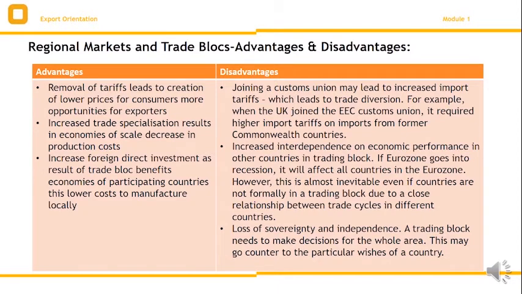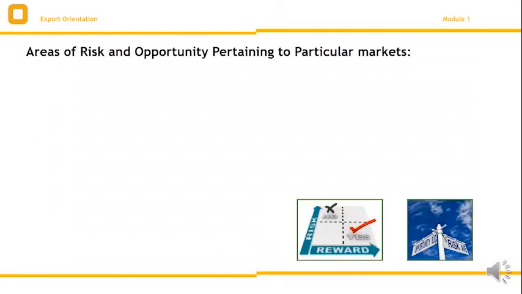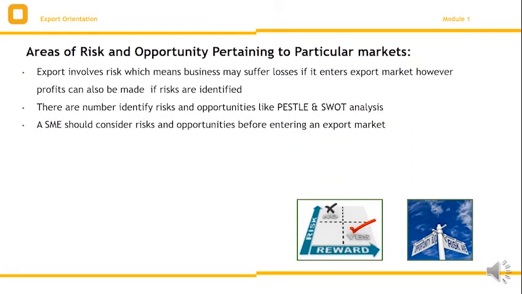Entering the export market or the international market presents a number of risks and opportunities. Within various international markets, there's risks and there's opportunities. So as an exporter, you need to analyze what are your risks, what are your opportunities. So how do you go about analyzing your risk and opportunities? You can use what we call a SWOT analysis and a PESTEL analysis. So export involves risk. This means that your business may suffer losses if it enters the export market. However, there's also an opportunity to make profit.